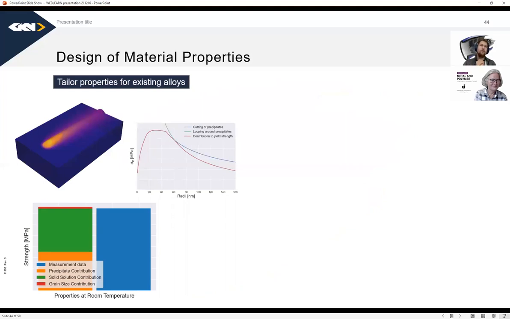So at least when I think about design of materials, I see it in two ways, or maybe three, and Patrick has talked about the third one, being how we can design new alloys. But one of the main parts for me is how we can tailor material properties for existing alloys based on heat treatment, design, and processing of the material.